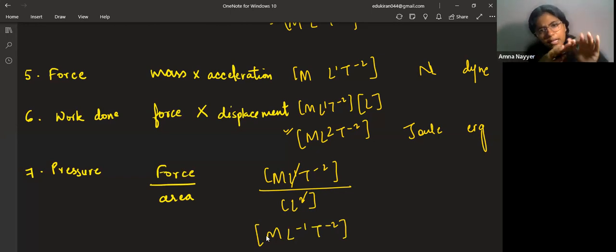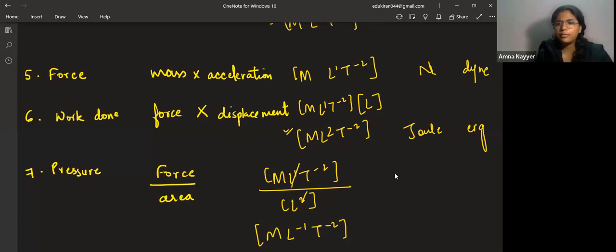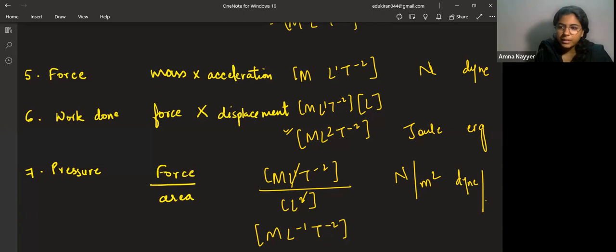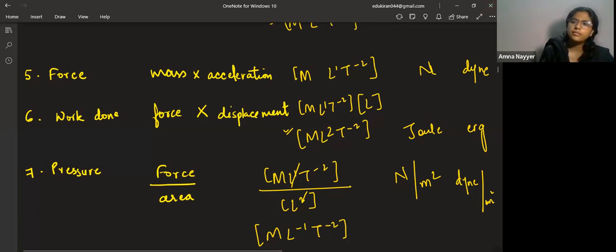Whatever is the SI unit of individual quantities, write it as it is and just put in the mathematical operations. For example, like force, this is Newton. Per unit area is meter square. CGS unit for force, this is dyne. So that becomes dyne per centimeter square. Like this, whatever formula is given to you, you can make it and solve it by yourself.